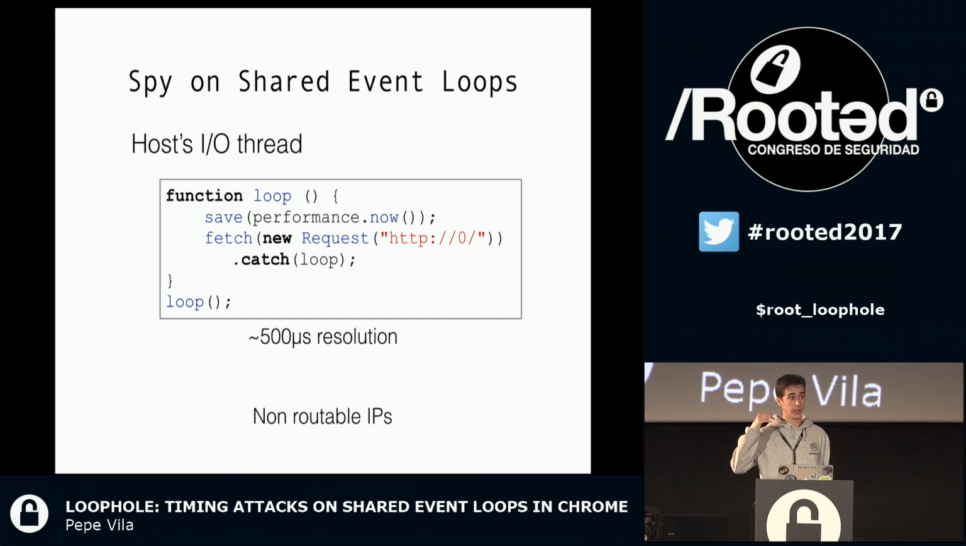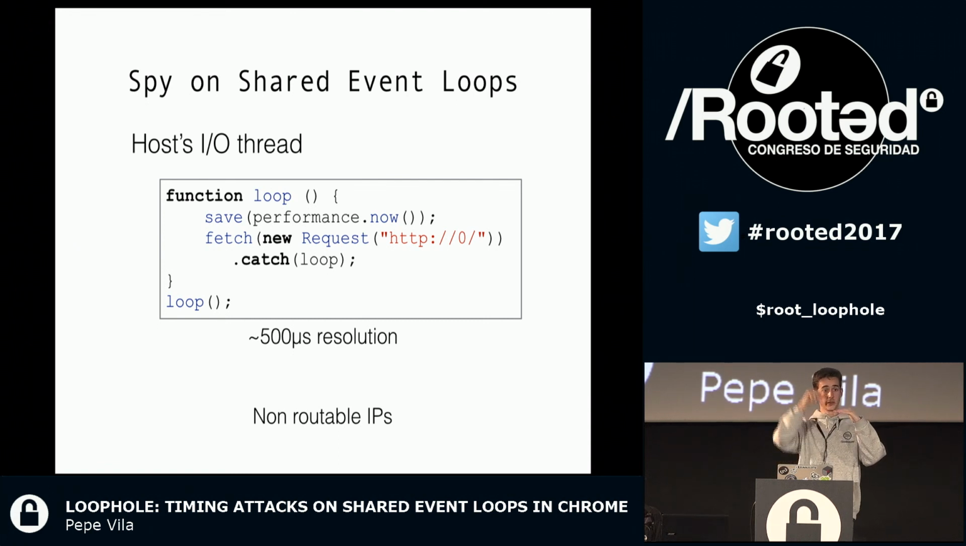In the case of spying on shared event loops in the input-output thread for the host process, this is an example. The idea is the same as before. We store the timestamp. What we do is send a network request with a non-routable IP. When it gets to the input-output thread, it says, no, this is an error. It gives us an error message. We measure, and we cache the error so that it invokes the function again.